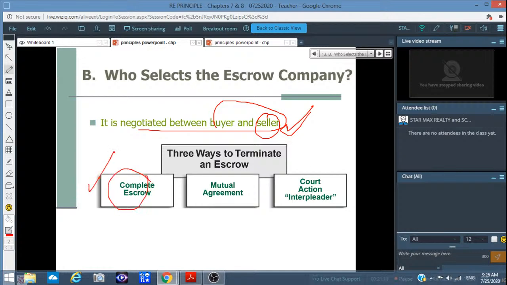Three ways to terminate an escrow，3种方式去结束一个 escrow。Complete escrow，OK，这是完成了，交易完了。Or mutual agreement between party A and party B. Okay, they both agree. Okay, or court action called an interpleader.